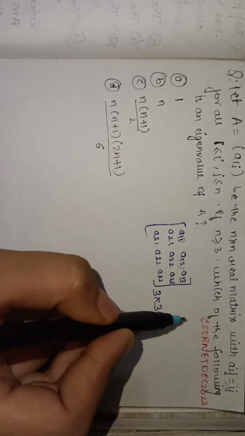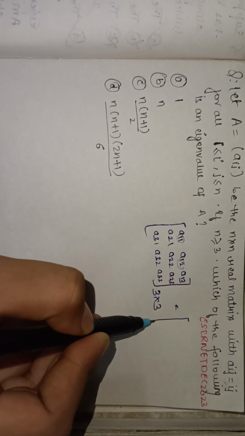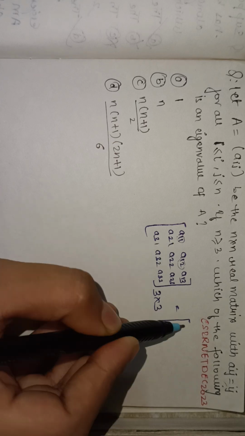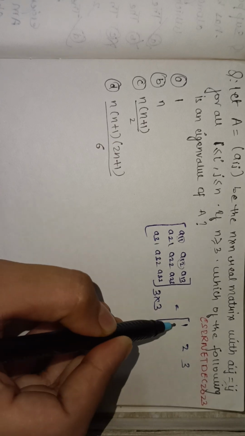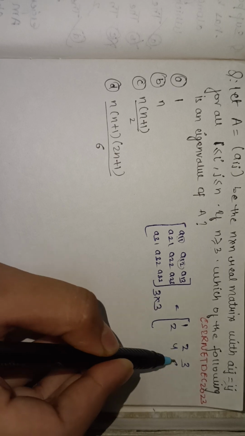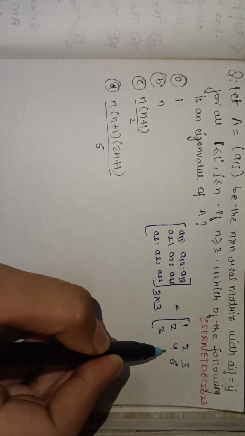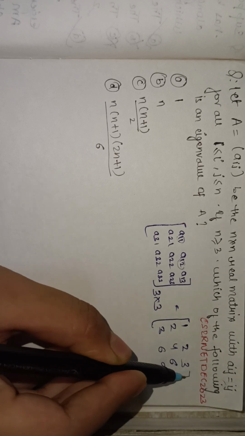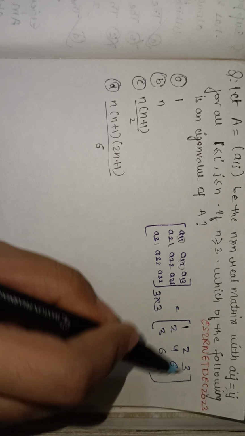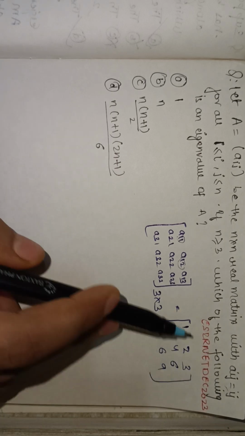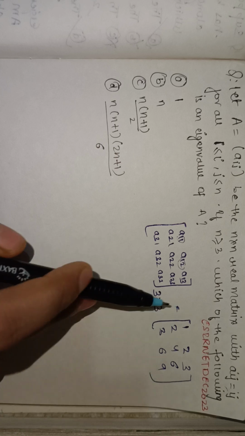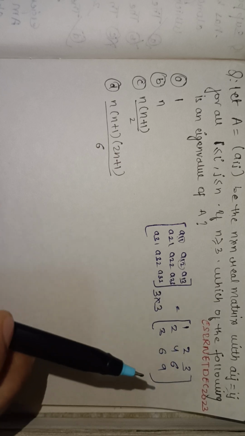So what is the matrix here? 1 into 1 is 1, 1 into 2 is 2, 1 into 3 is 3. Here 2 into 1 is 2, 2 into 2 is 4, and 2 into 3 is 6, and 3 into 1 is 3, 3 into 2 is 6, and 3 into 3 is 9. So we get this matrix, and we see that this is a symmetric matrix, a real symmetric matrix.